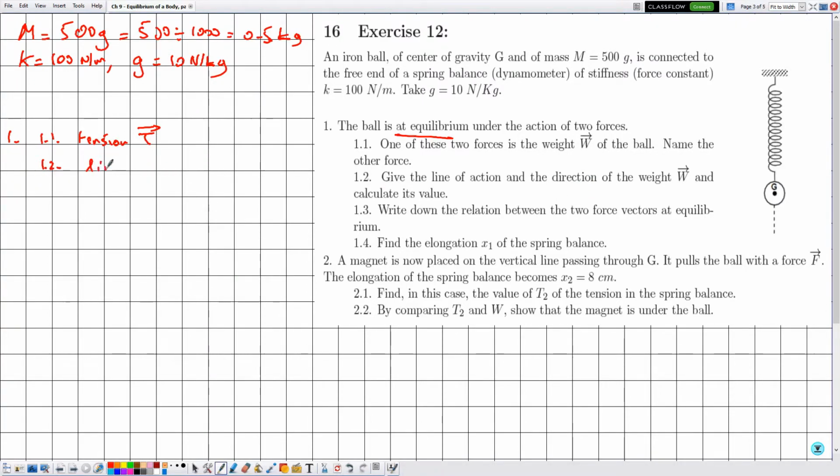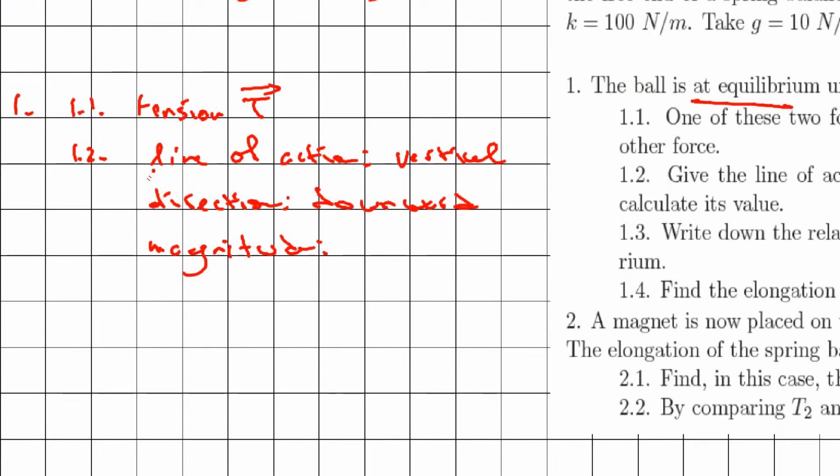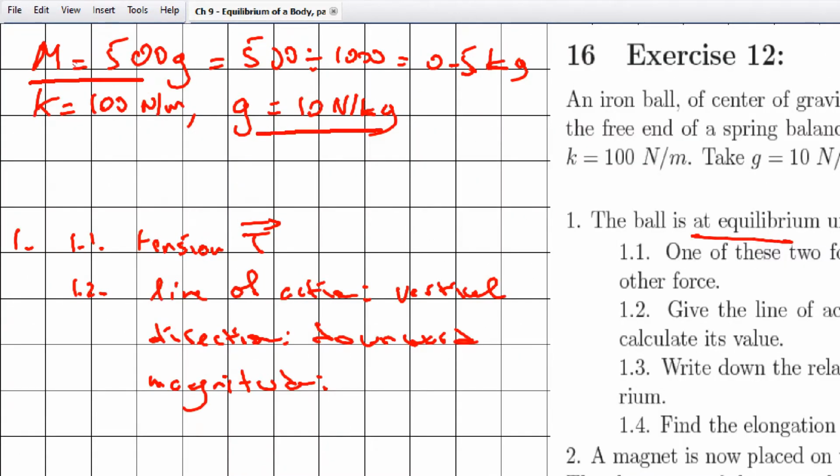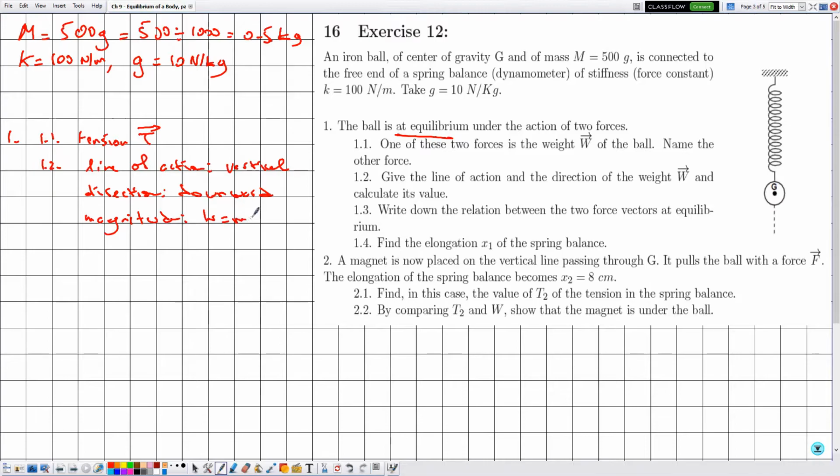So the line of action, here we are discussing the weight. We know that the weight always acts vertically, and the direction is downward. As for the value, which means the magnitude, notice that these are part of the Pildim, and I have listed them respecting the order, LDM. Now the magnitude can be determined from M multiplied by G. Then weight is equal to M multiplied by G, which is 0.5 multiplied by 10, which is equal to 5 newtons.